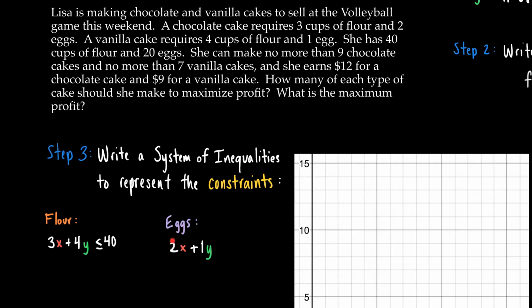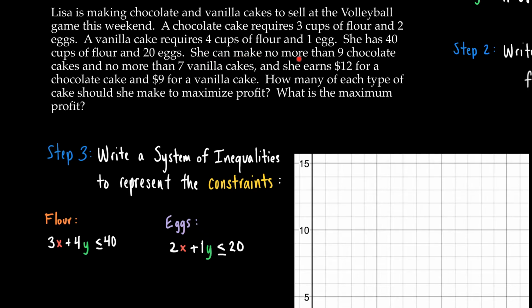So 2 times the number of chocolate cakes we make is how many eggs we're going to use for chocolate cake. 1 times the number of vanilla cakes we make is the amount of eggs we use for vanilla cake. Altogether, we need the amount of eggs we use to be less than or equal to 20. Okay? So that's another constraint. What else are we constrained by? There were 2 other constraints that didn't have to do with flour or eggs.